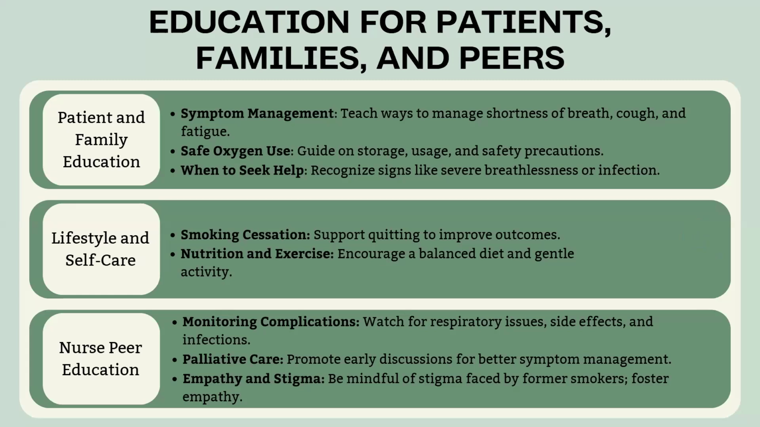Patients and families need to know how to manage symptoms like shortness of breath and knowing when to seek help. Safe oxygen use is a priority, and so is guidance on smoking cessation, eating high-calorie diets, and performing light exercise to support recovery. Nurses need to know how to monitor respiratory complications, manage treatment side effects, and address the emotional needs of NSCLC patients in order to provide comprehensive care. Recognizing that stigma that they may be experiencing, encourage support systems, and also if a patient is experiencing late stages of cancer, nurses need to promote early discussions of palliative care for better symptom management.